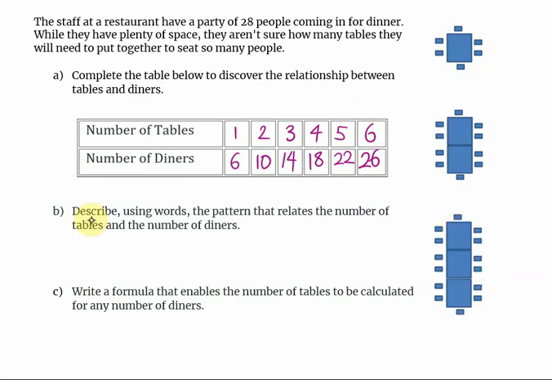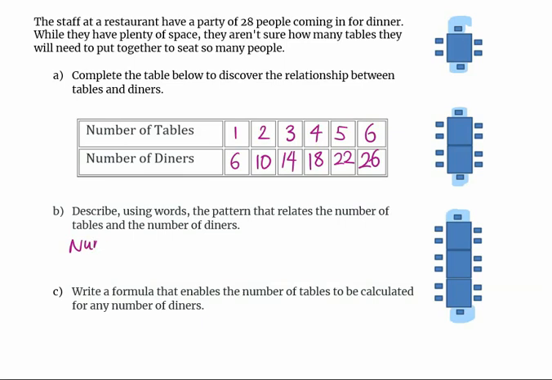So part B says describe using words the pattern that relates the number of tables and the number of diners. So we know each time we gain 4 more seats when we add additional tables. We gain 4 more seats for our diners. And so the problem with that is we've got the 2 extra end seats. No matter how many tables we have, we're going to have 2 people seated on the ends. So 4 people for each table plus the 2 people seated on the ends.